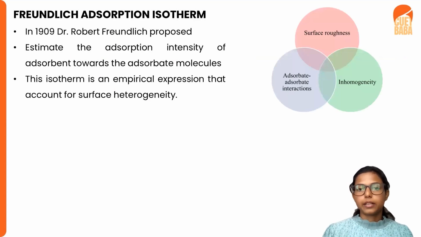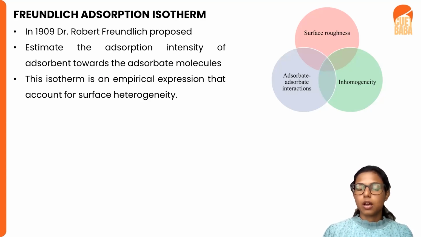In 1909, Dr. Robert Freundlich proposed the Freundlich adsorption isotherm. This estimates the adsorption intensity of the adsorbent towards the adsorbent surface. In this theory, it is considered that there is inhomogeneity in the sites of the adsorbent surface. So it says that these different adsorption sites of the adsorbent surface are heterogeneous. That is, all these sites are not homogeneous, not equal.